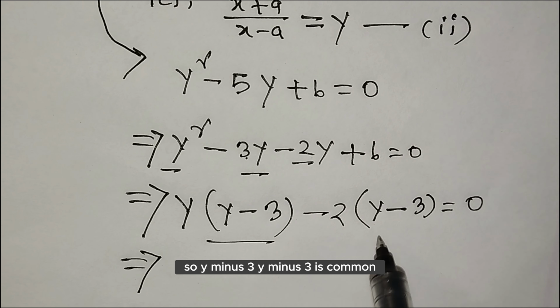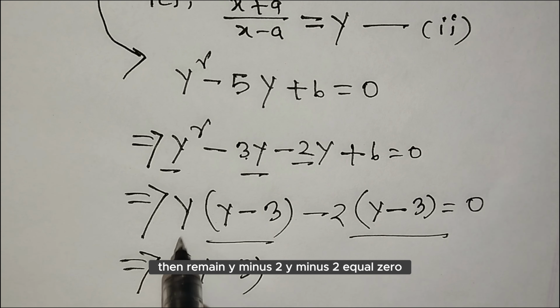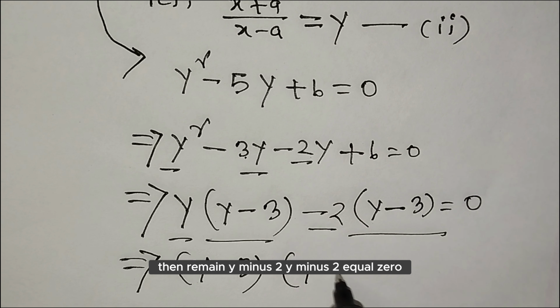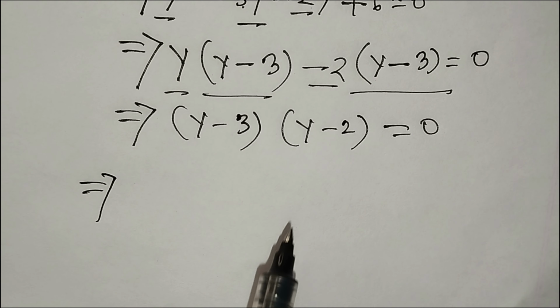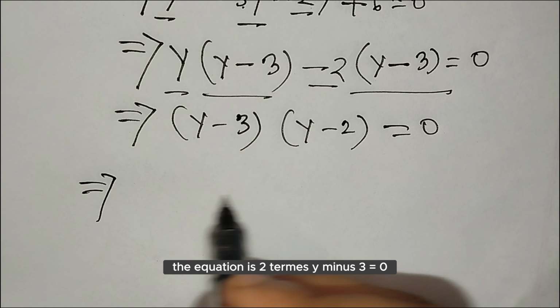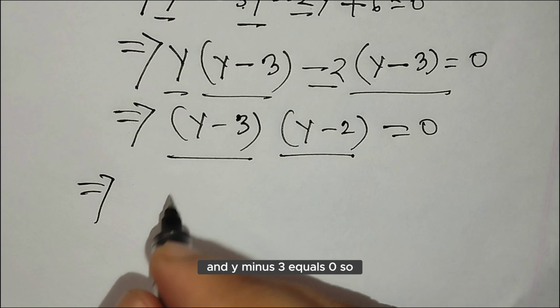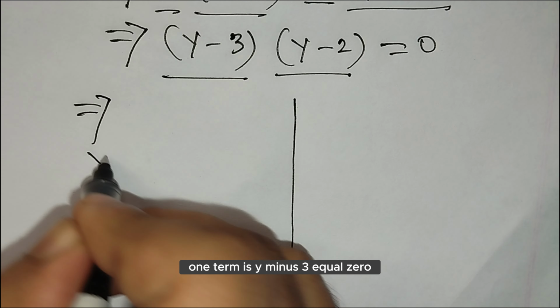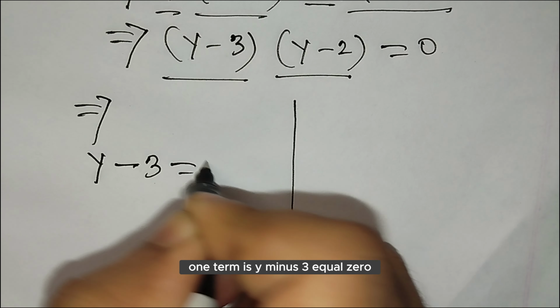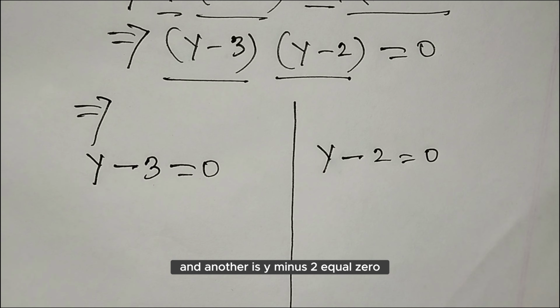So y minus 3 is common. Then remain y minus 2. y minus 2 equal 0. Then the equation is two terms: y minus 3 equals 0 and y minus 2 equals 0. So one term is y minus 3 equals 0 and another is y minus 2 equal 0.